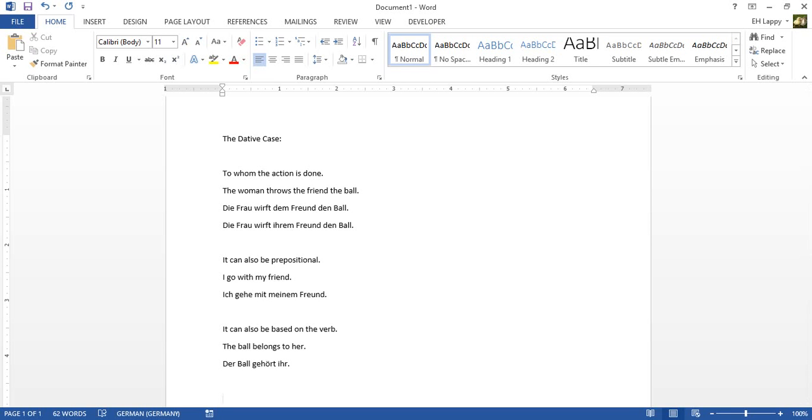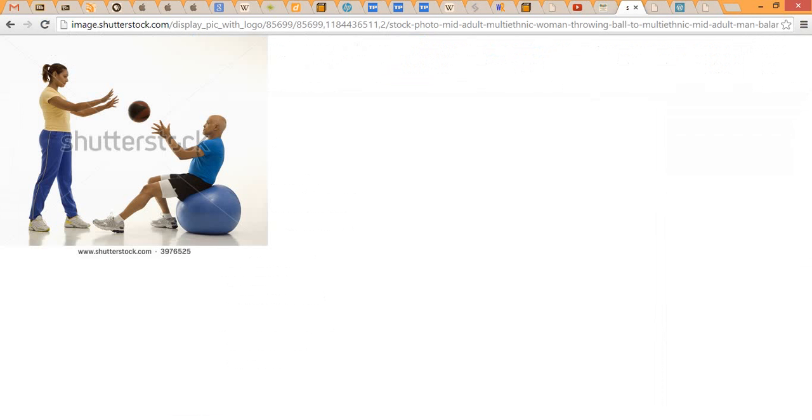So when you have some sort of action being performed, the person who's receiving the action, or to whom the action is going, but not being done upon, is the dative in those cases. Now, the dative case can also be prepositional, which we can see down here. So I go with my friend. Ich gehe mit meinem Freund. Mit is the preposition, and meinem again is the dative article here.